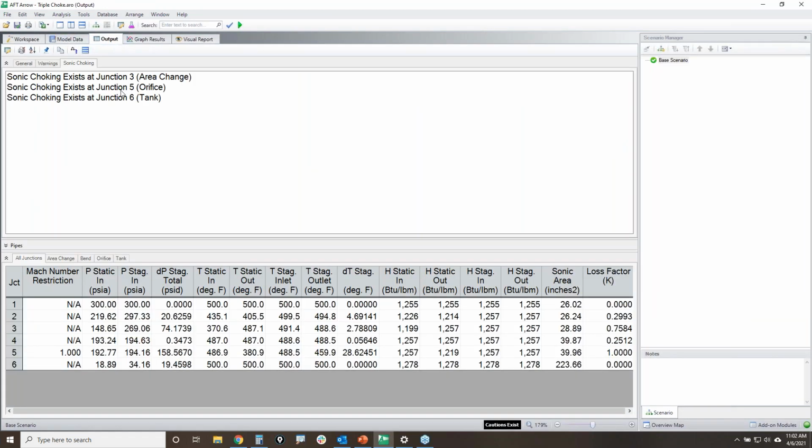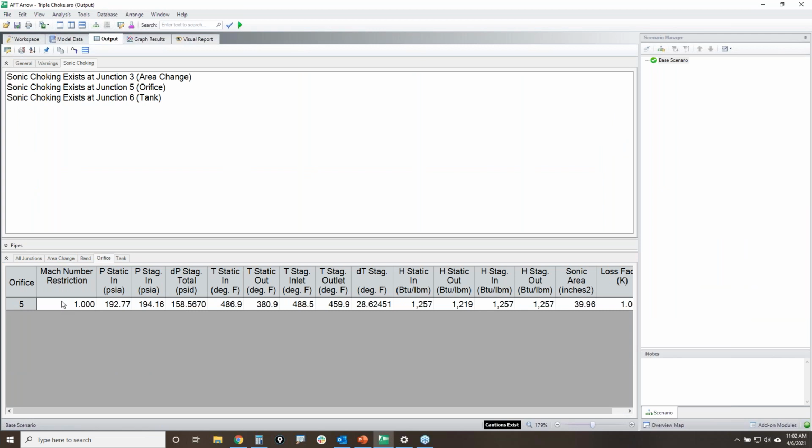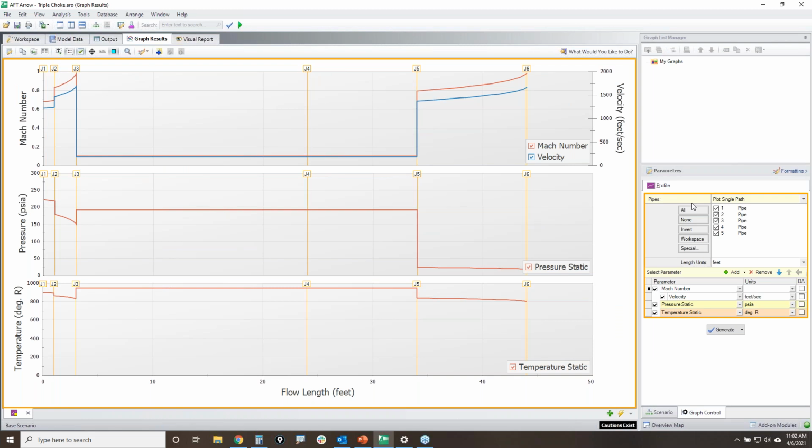So if I go back to the output window and I look at my orifice, there's my Mach number of 1 at the orifice plate. And then immediately after the orifice, we are subsonic again as we flow towards the exit, and then we have our Mach number of 1 at the outlet of the system, and we're sonically choked again.